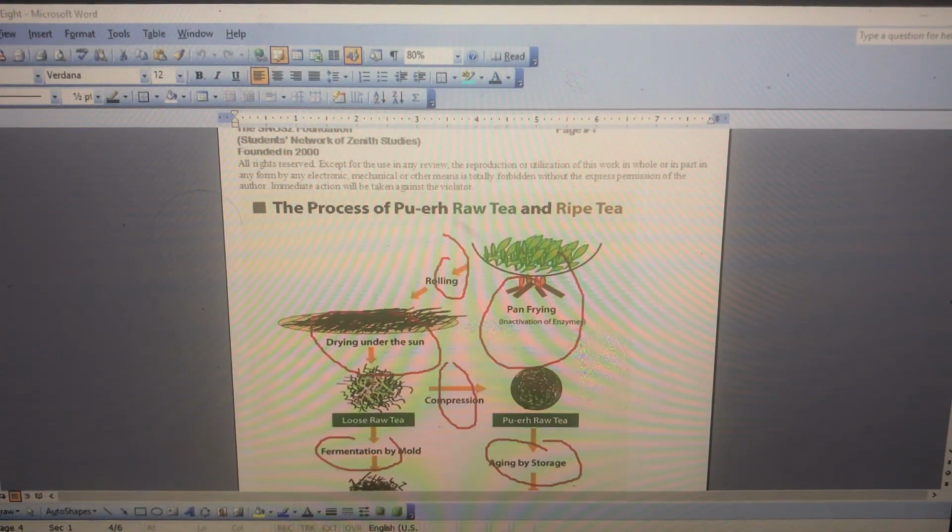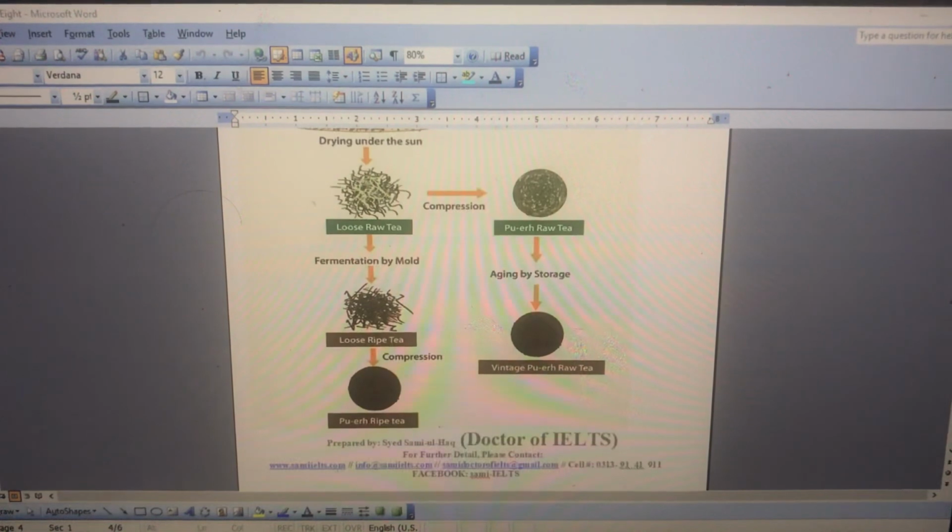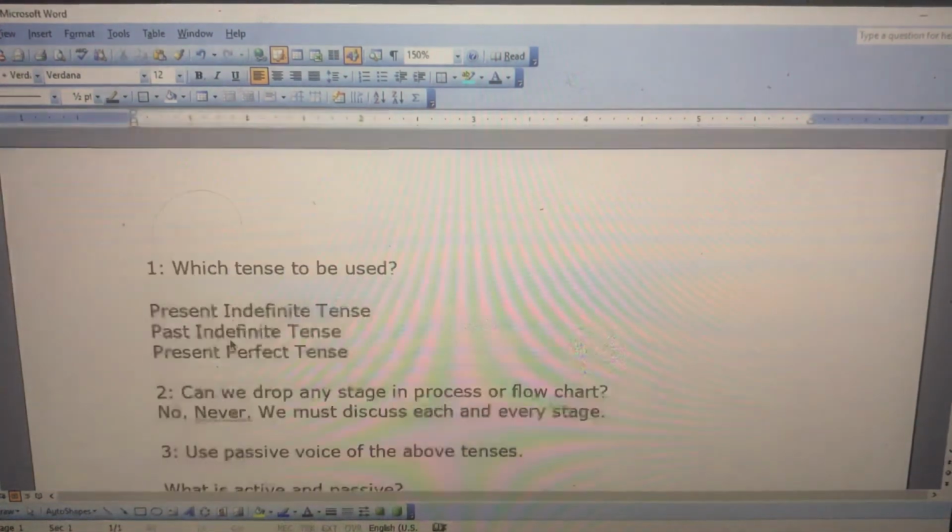You will say like this: the leaves are pan fried, right? Then you will say rolled. The leaves have been rolled. Look, I've used passive voice as if it is present perfect tense, right? What I said, you will have to use these three tenses.